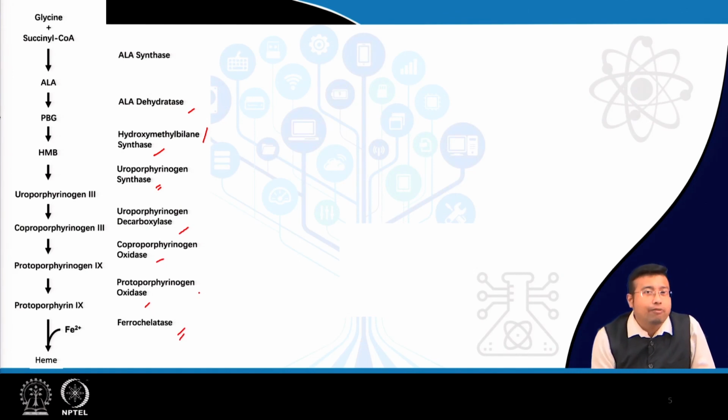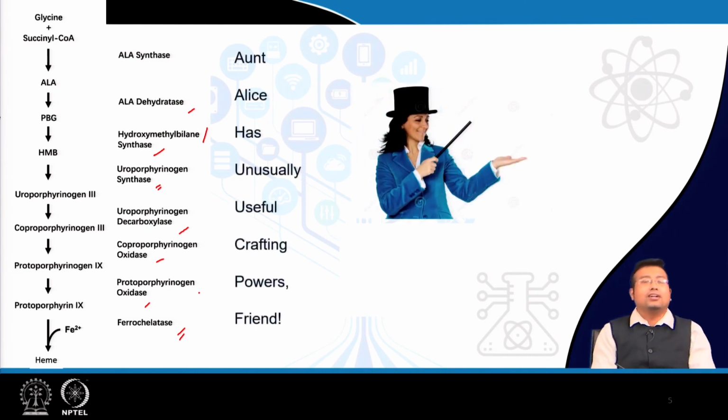So, is there any way to remember this as well, right? There is, right. So, I give you another mnemonic, Aunt Alice has unusually useful crafting powers, friend, right. So, remember magician Aunt Alice who can craft many things by waving her magic wand, right. So, you can again see the initials of this mnemonic correspond to the enzymes, right.